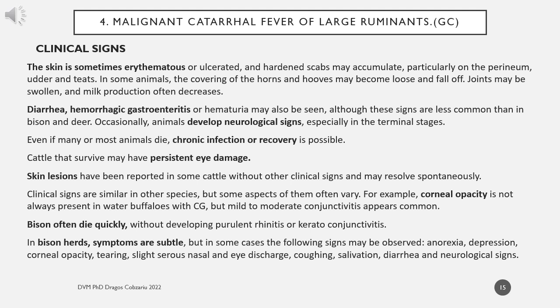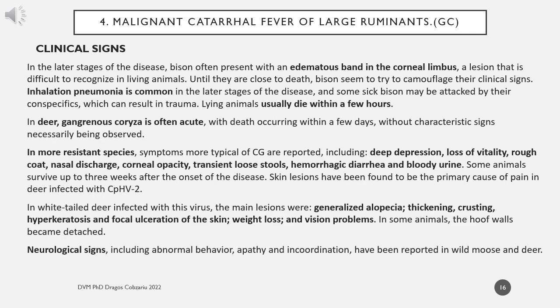In bison herds, symptoms are subtle, but in some cases the following signs may be observed: anorexia, depression, corneal opacity, tearing, slight serous nasal and eye discharge, coughing, salivation, diarrhea and neurological signs. In the later stages of the disease, bison often present with an edematous band in the corneal limbus, a lesion that is difficult to recognize in living animals. Until they are close to death, bison seem to try to camouflage their clinical signs.